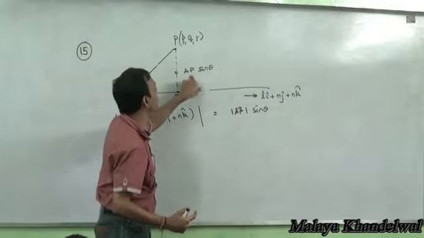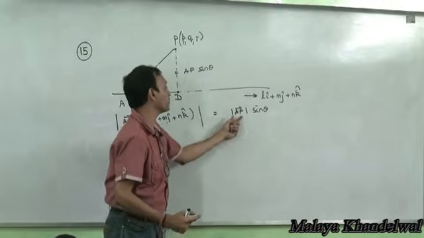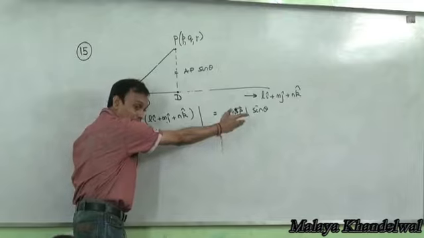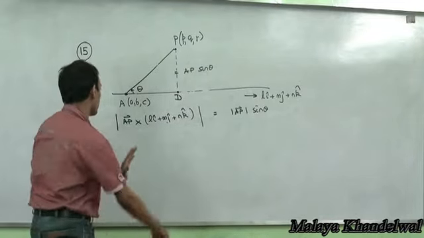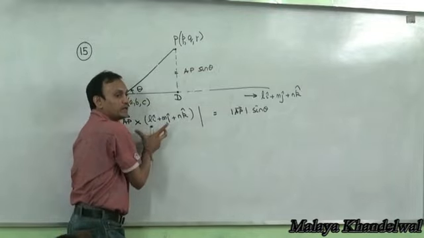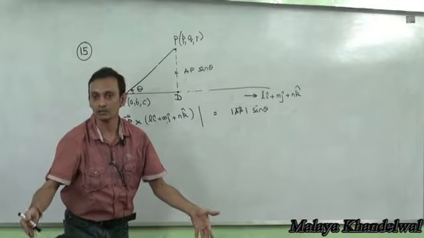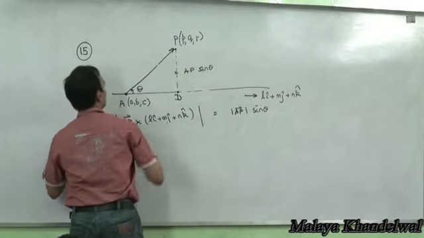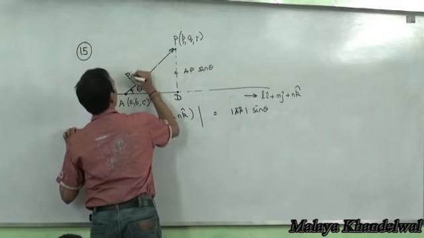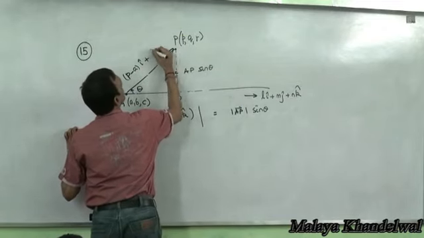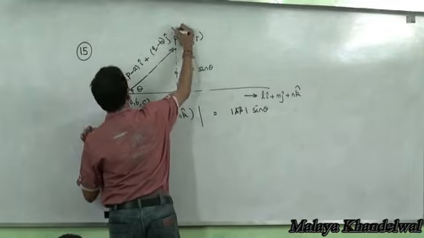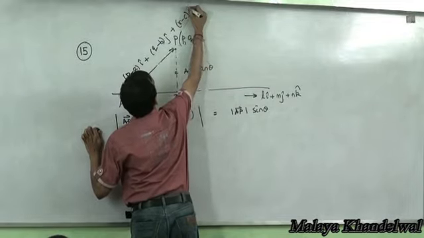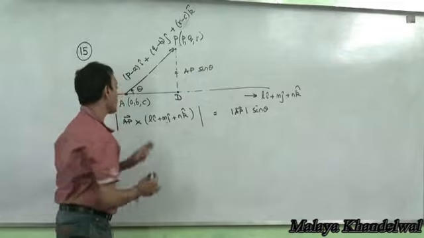To find this length, we actually need magnitude of AP sine theta. Magnitude of AP sine theta can be obtained from this cross product and then obtaining its magnitude. That will give me AP sine theta. Clear? So then the whole problem boils down to evaluating this cross product and then taking the magnitude of that cross product, right? And now what AP? The vector AP is P minus A i cap plus Q minus B j cap plus R minus C k cap.